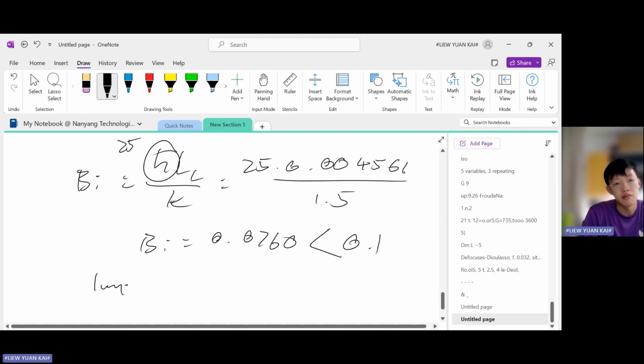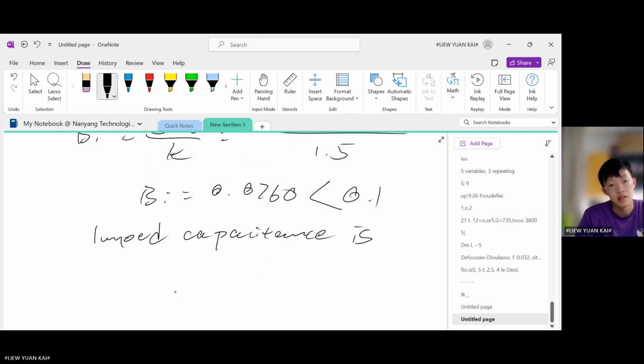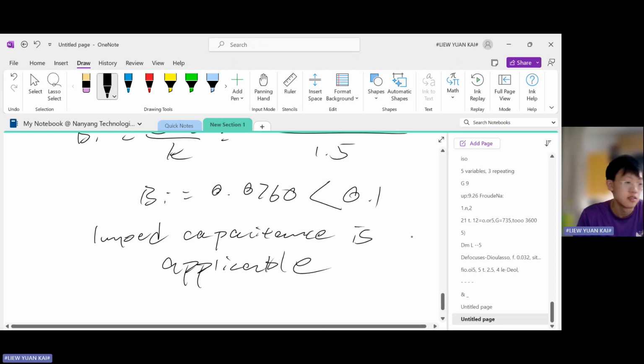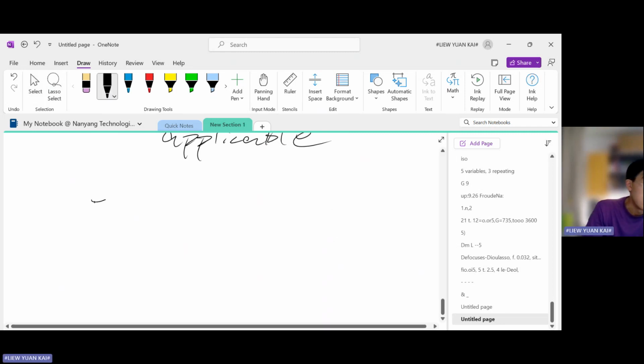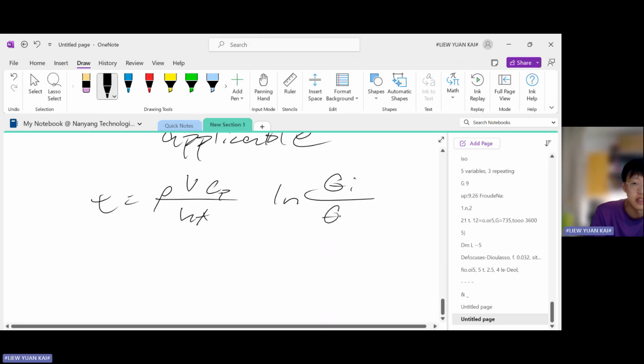So again, lumped capacitance is applicable. So we can continue to use the time formula. Time is given by rho V c over hA times ln theta i divided by theta of t. So again, this is your characteristic length.